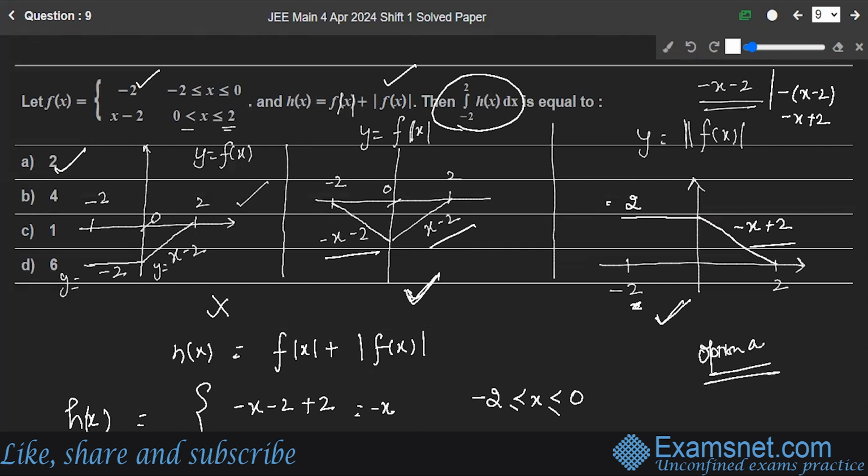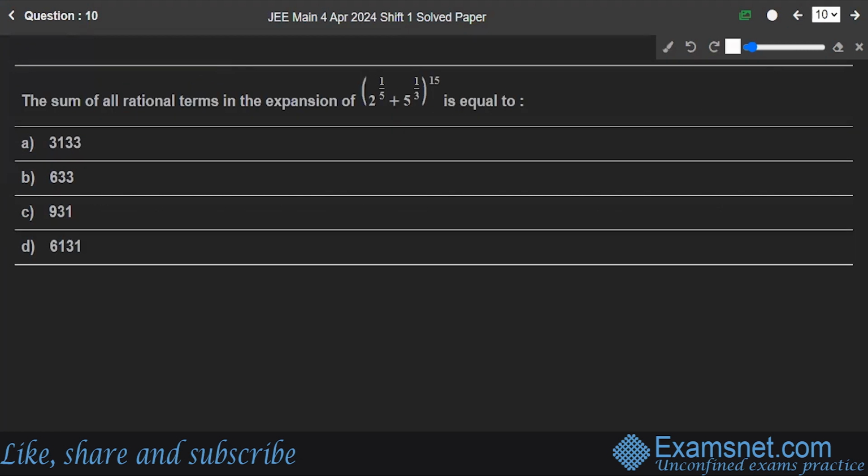Hope you got that. Let's move to the next question then. Question number 10. The sum of all rational terms in the expansion of this is equal to what? So in the general term of (a + b)^n, the general term T(r+1) is given by nCr a^(n-r) b^r.